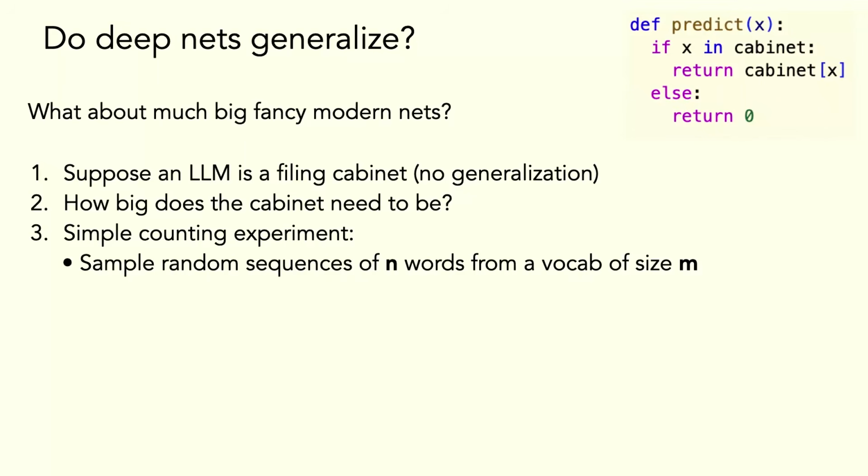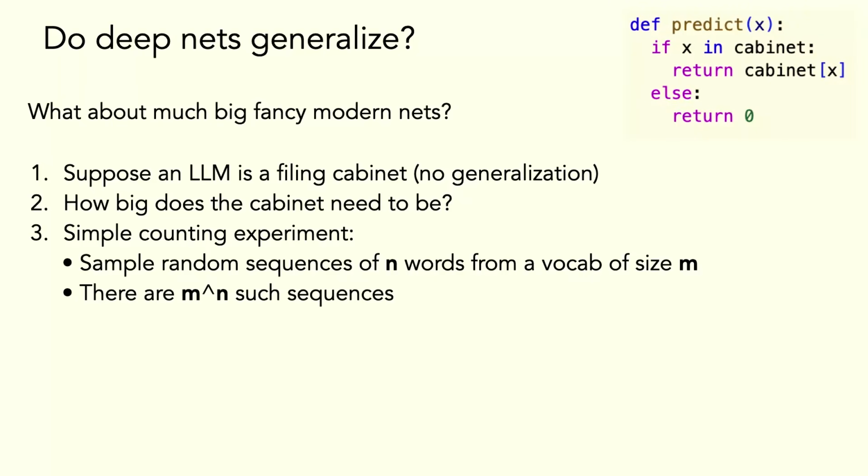Okay, so we'll sample a sequence. Language models are deep nets that take sequences of words as input and make some prediction from them. So we'll sample a sequence of n words, from a vocab of size m. So we have m nouns, say 1,000 different nouns, and we make a sequence of nouns of length 5, so then n would be 5. So how many unique input sequences are there?